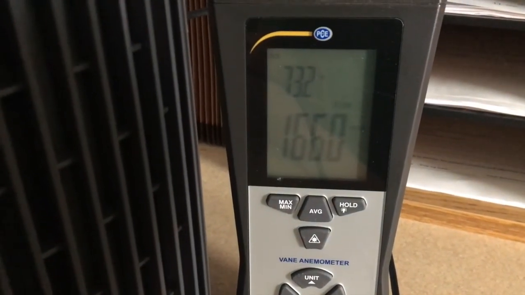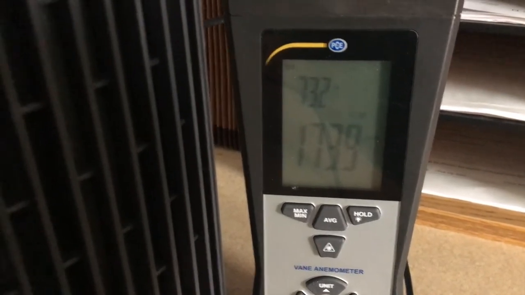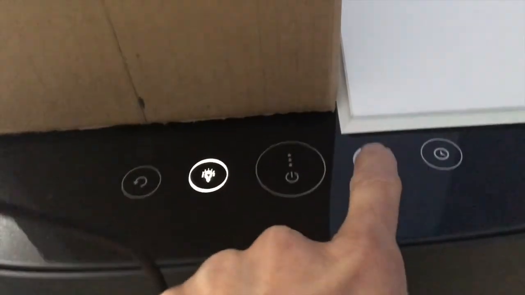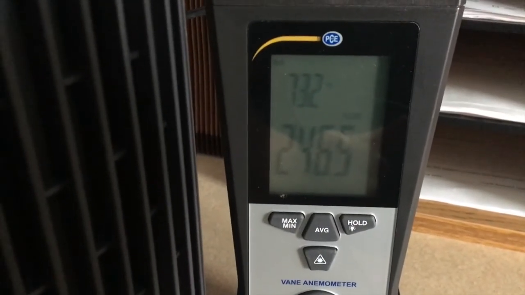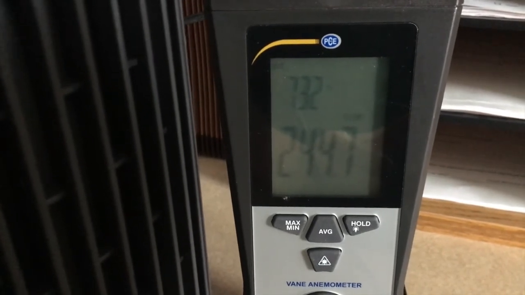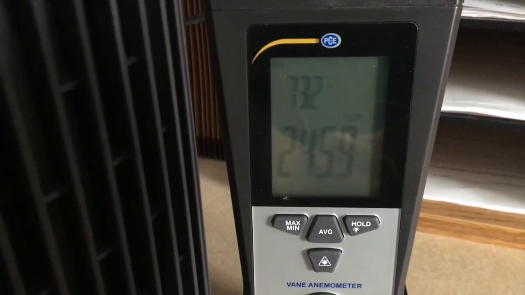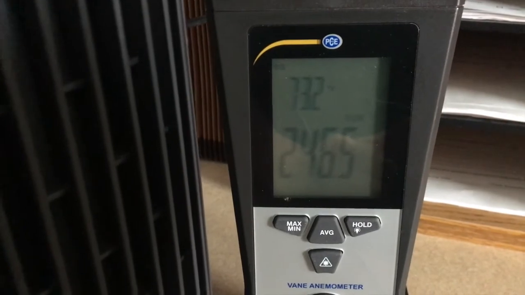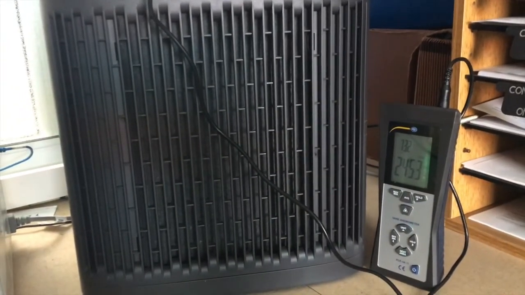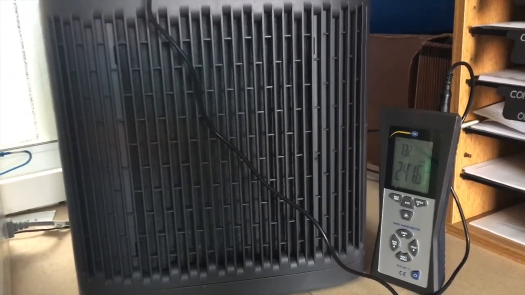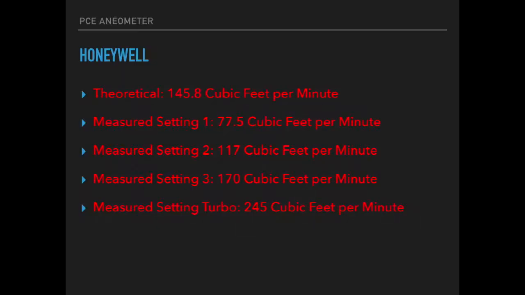On setting number 4, which is the turbo setting, quote unquote, the CFM dramatically does increase, and it actually increases to 245 cubic feet per minute, which is an impressive amount, and much higher than the theoretical calculated CFM that this machine should be putting out. So this Honeywell Insight series actually over-delivers compared to its theoretical 145.8 cubic feet per minute.